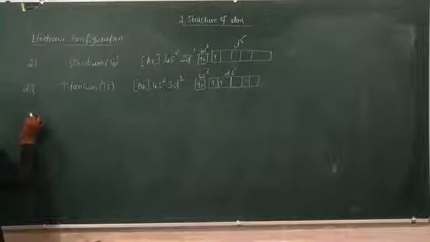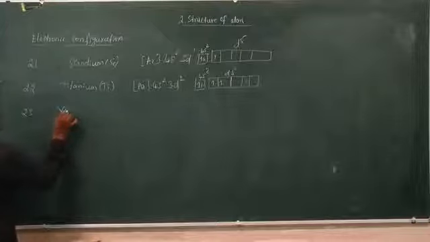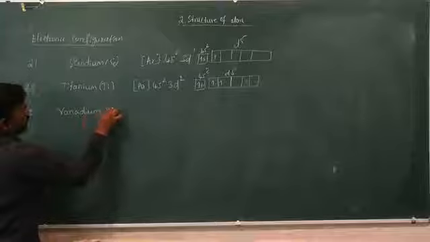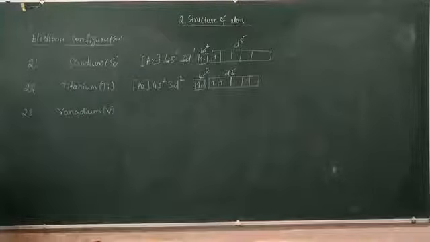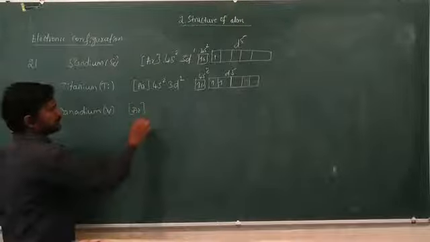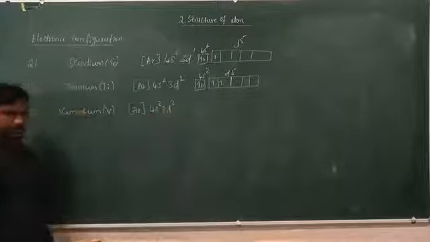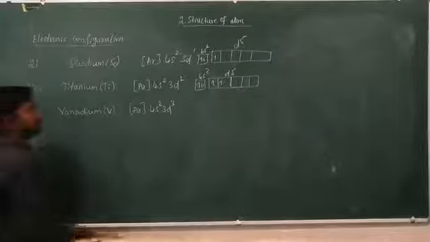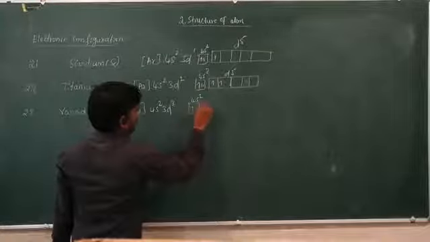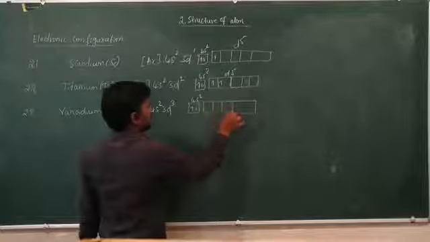Let's take 23. Atomic number 23, vanadium, V. Argon followed by 4s2, 3d3. The 4s orbital is completely filled and there are 3 unpaired electrons in d: 1, 2, 3, 4, 5.